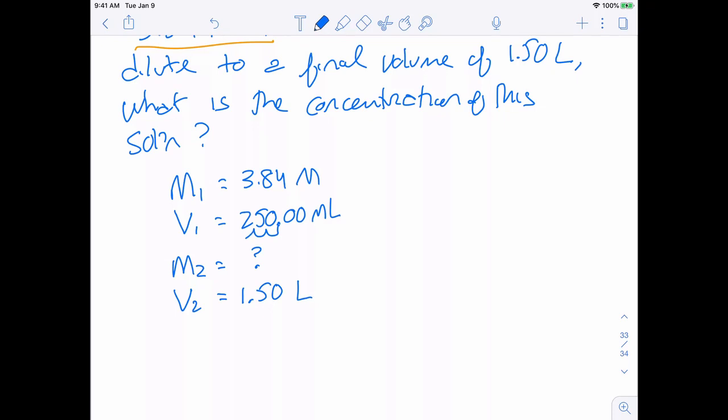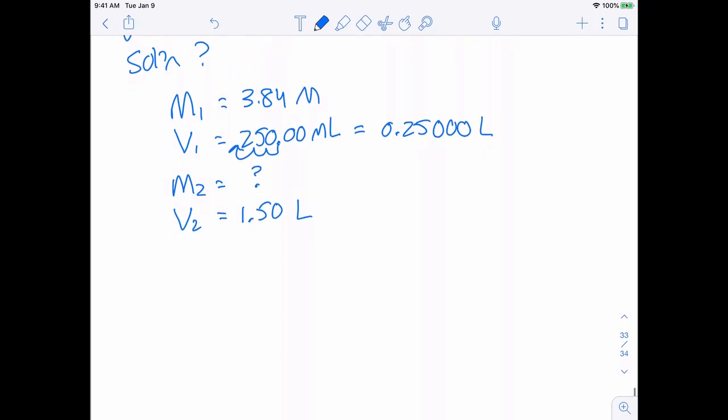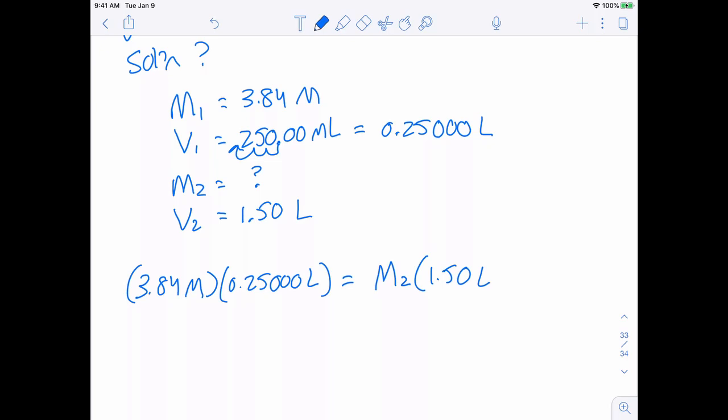So I'm going to move this over 3 places. There's 10 to the third milliliters in a liter, so divide by 10 to the third. And I get 0.25000, don't drop any digits, liters. So now my units will work out when we do it. So 3.84 molar M1 times V1, 0.25000 liters, is equal to M2, my unknown, multiplied by 1.50 liters. So solving for M2, those liters are going to cancel, and we'll have molarity as my units.